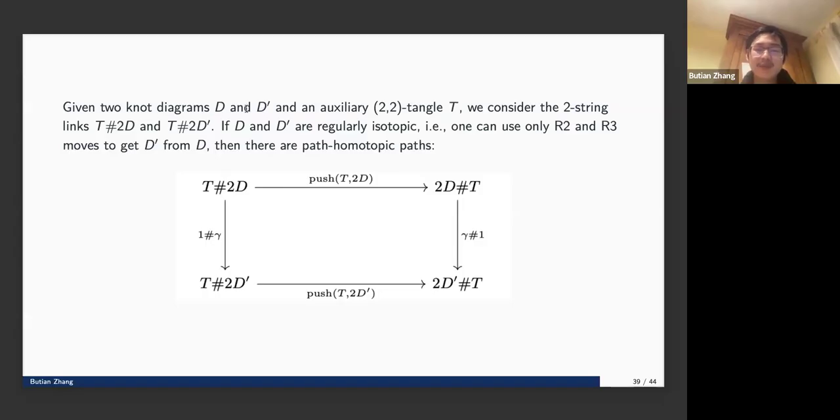If D and D prime are regularly isotopic, that is to say, we only use R2 and R3 moves to get from one to the other, then it will induce an isotopy from 2D to 2D prime. We call it gamma here. And then, of course, it also induces the whole isotopy from T connected sum 2D to T connected sum 2D prime. And the loop, or the two paths I showed you here, is actually a contractible loop.